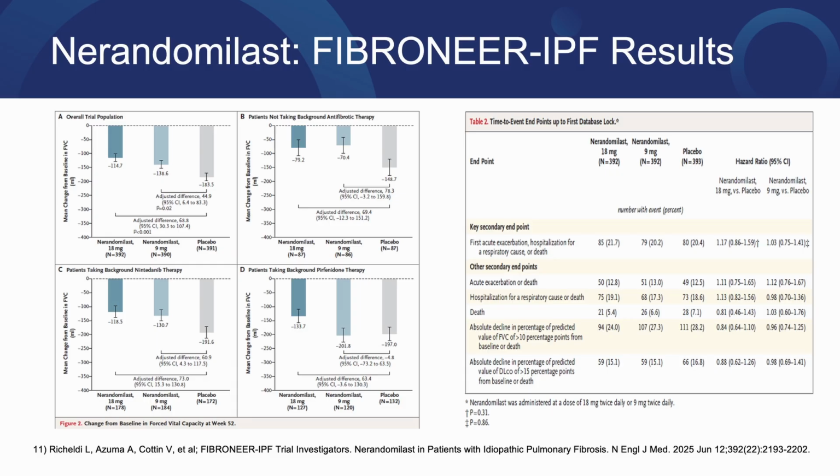This is patients taking background nintedanib therapy and how they did with their lung function. So this, I believe, was monotherapy, if I'm reading it right with my squinty eyes. And then this is patients who were on background antifibrotics coming in, so nerandomilast was added to it. This is patients taking background antifibrotic therapy here, and then this one is patients on pirfenidone specifically, and how they did as far as loss of lung function. This is the high dose arm, the dark blue, the patients getting 18 milligrams, and then this is the low dose arm, which is the 9 milligrams, and then this is the placebo arm here, plus their background therapy.